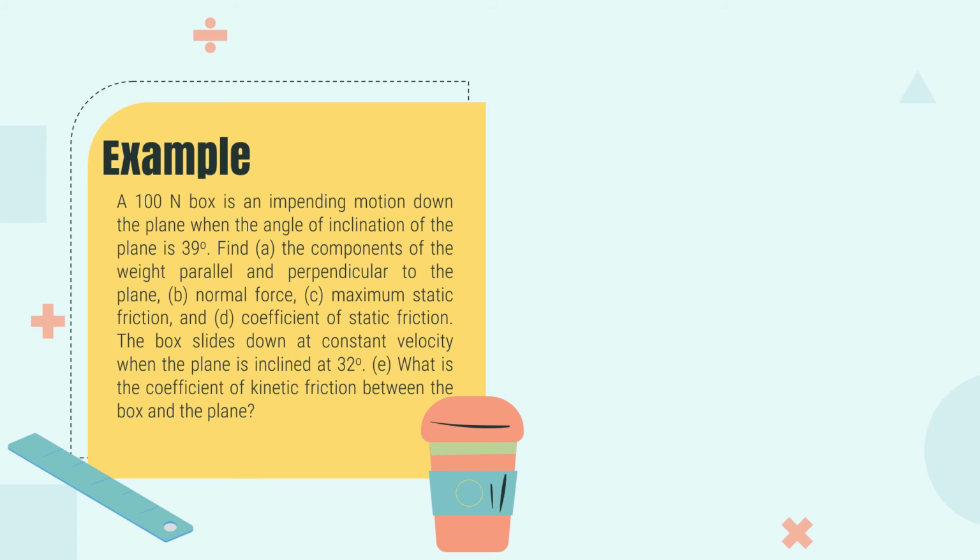For our next example, a 100 Newton box is in impending motion down the plane, where the angle of inclination of the plane is 39 degrees. Find the components of the weight parallel and perpendicular to the plane, the normal force, the maximum static friction, and the coefficient of static friction. The box slides down at constant velocity when the plane is inclined at 32 degrees. What is the coefficient of kinetic friction between the box and the plane?